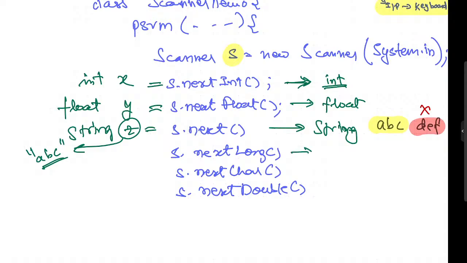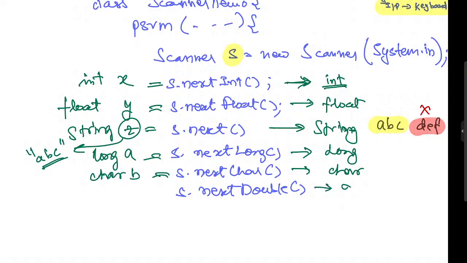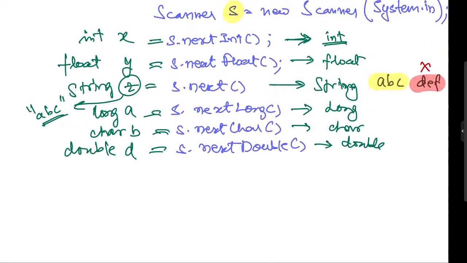Cool. Let's move on. Next long, you will get a long answer, and then you have to store it in a long a, right? This is very simple. The naming itself is so simple that you can understand. Char b. Next double, you will get a double, and you have to store it in a double. You can obviously do typecasting and whatever you want with that, but if you don't want to lose the input, then you can obviously do this.